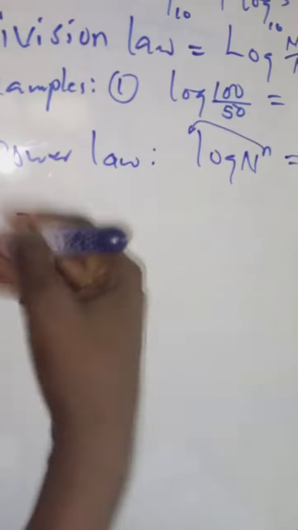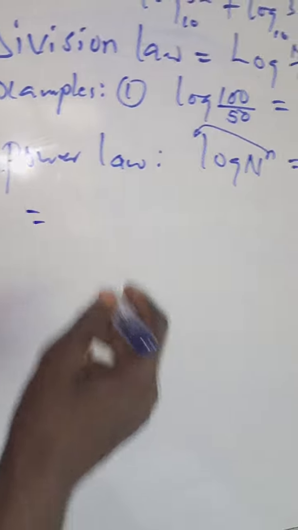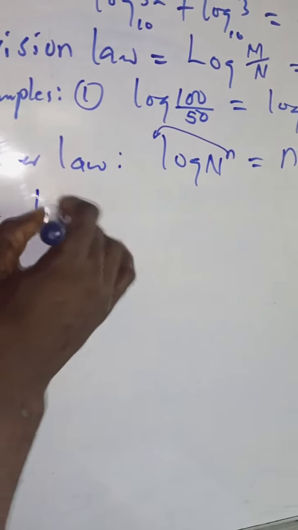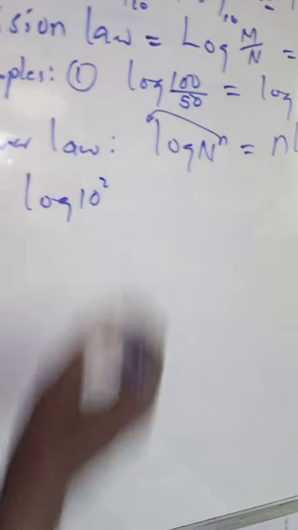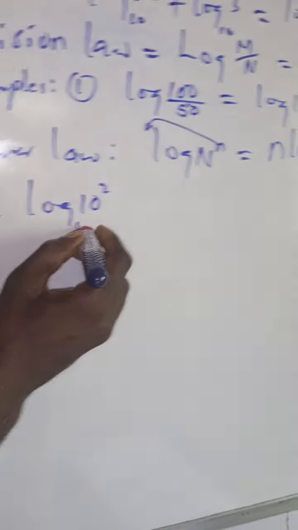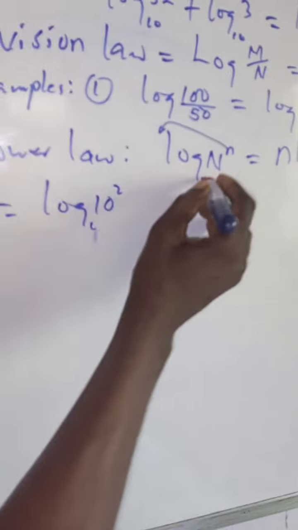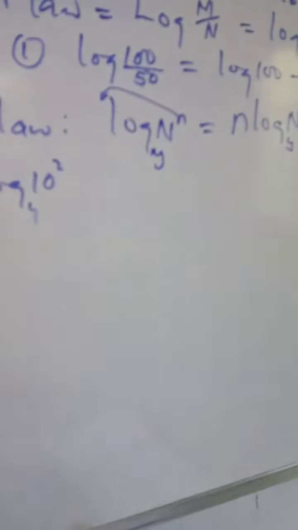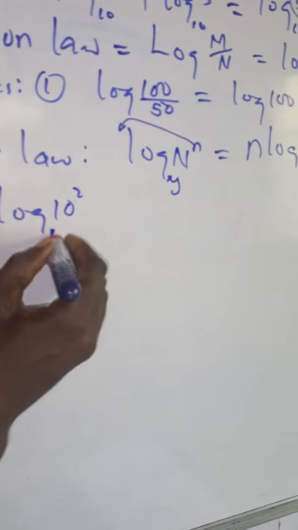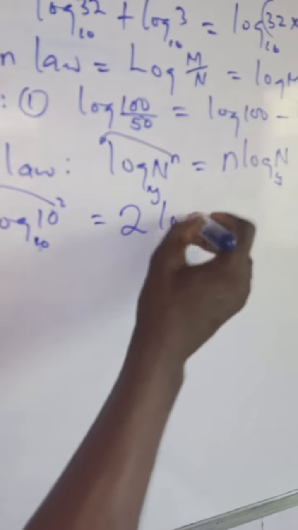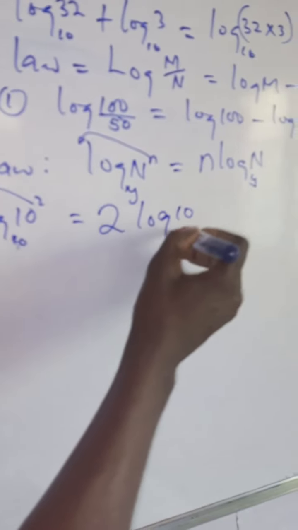So meaning that if I should have, like, log 10 raised to power 2, aside from the base, the base will still be there, let's say the base is y. So this power moves to the front, so there will be 2 log 10.